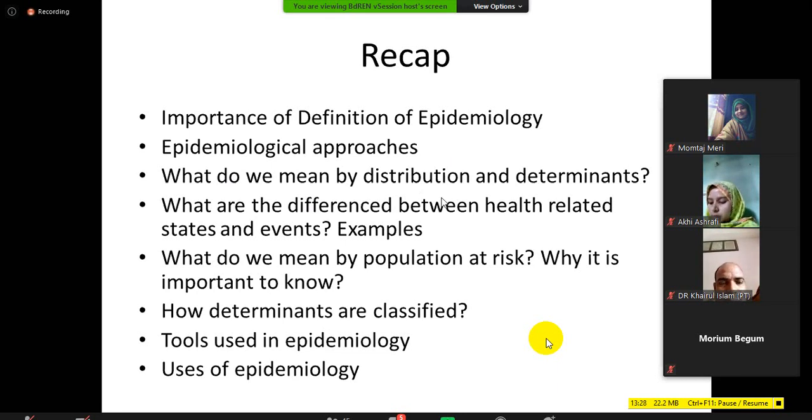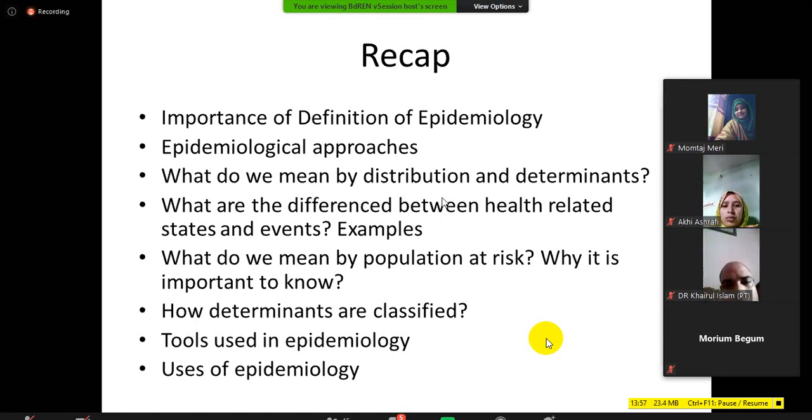So, let us talk about the definition of epidemiology, which is very important. Everybody should know it, and it is a very unique definition. Once you understand the definition of epidemiology, you will understand what you are going to study from this course. In the definition, there are some important keywords: distribution, determinants, health-related states and events, and also population at risk or specific population.